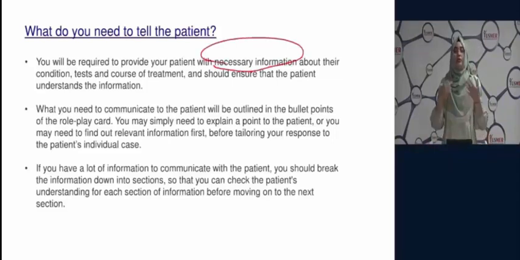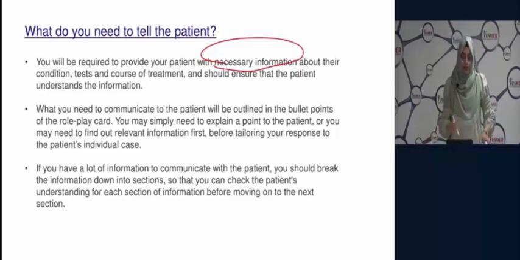So, when you talk to the patient, you have to give a little bit of information about the condition. For example, in our role play, we saw myocardial infarction or heart attack. You can give a little bit of information about heart attack. When does it occur? How did it happen? If it's written in your bullet point cards. What you need to communicate to the patient will be outlined in the bullet points.